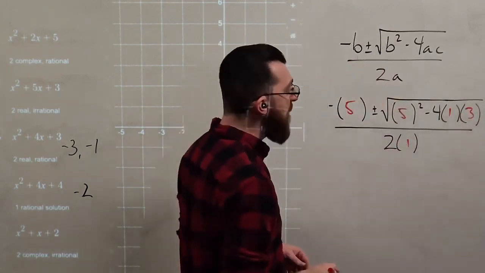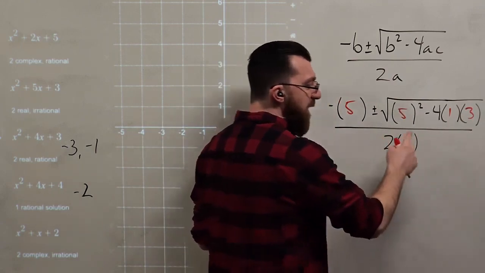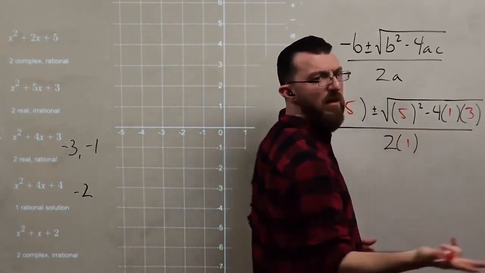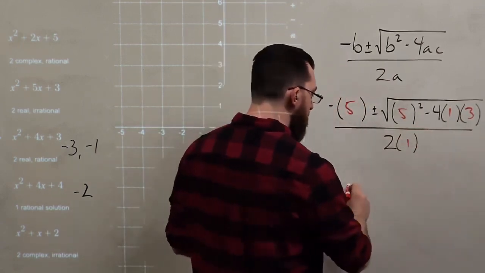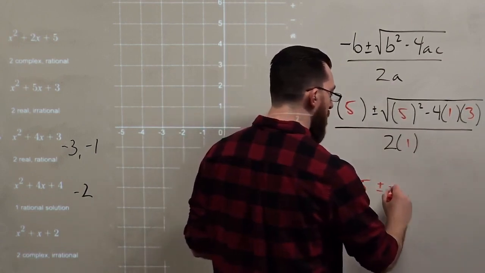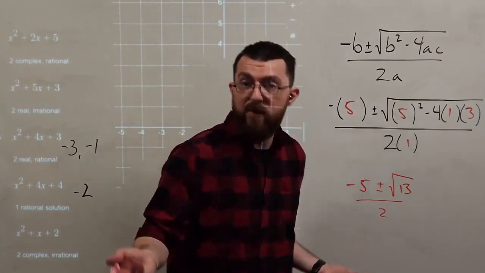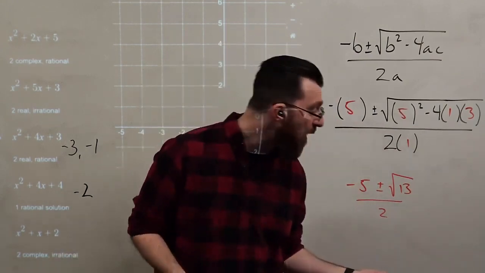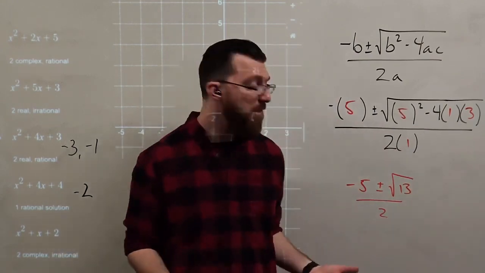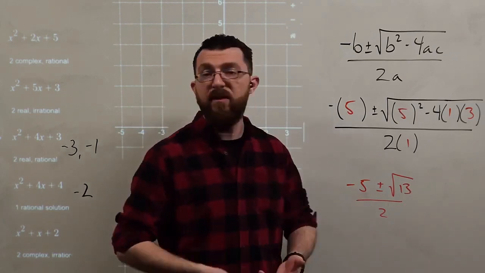Right, so what do we have here? I've already done this actually. 25 minus 12 is 13. I think we already saw that. So this is going to be -5 plus or minus the square root of 13 over 2. And actually, I can't do anything now because 5 is prime, 2 is prime, square root of 13 is irrational. I can't simplify this at all.